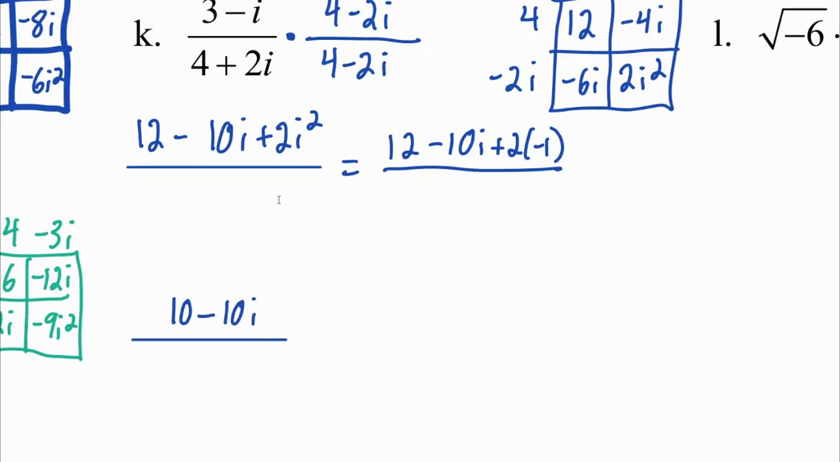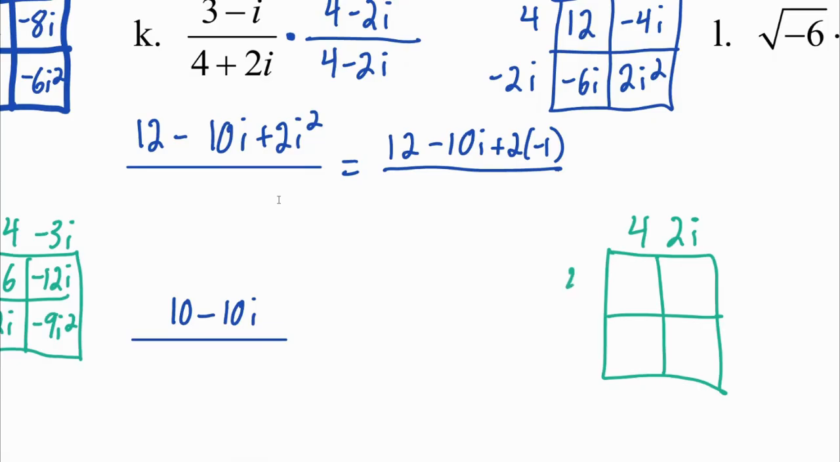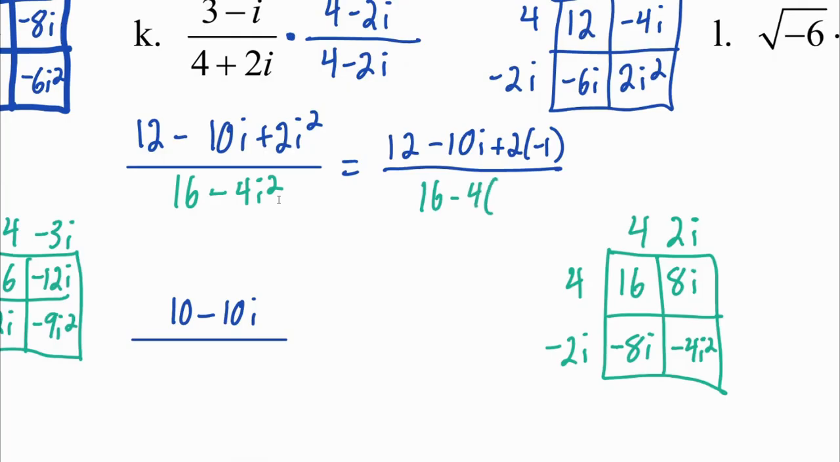But then I have to do my denominator as well. So 4 plus 2i times 4 minus 2i. 4 times 4 is 16. 4 times 2i is 8i. 4 times negative 2i is negative 8i. And then negative 2i times 2i is negative 4i squared. So we have 16. Again, the 8i's cancel. So minus 4i squared. I can replace that i squared with a negative 1. So it'll be 16 plus 4.